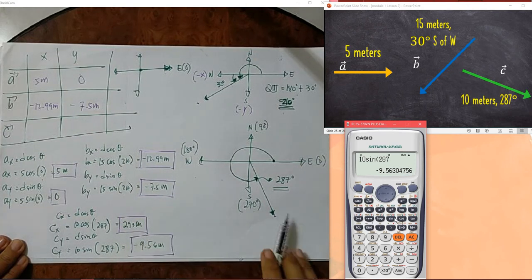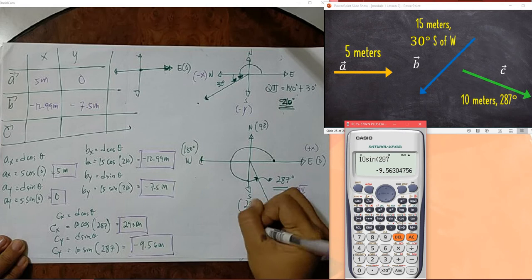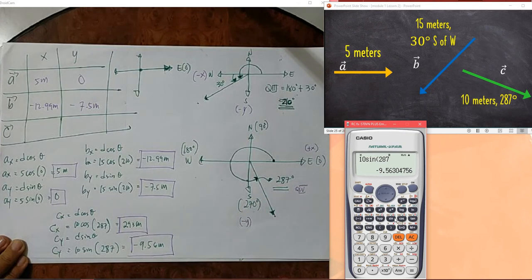Our third vector is located on the fourth quadrant. So, when our vector is in the fourth quadrant, we have to make sure that our x is positive and our y is negative. So, let's check if our answer is correct. Here, our x is positive, and here our y is negative. So, therefore, it's correct that our vector C is really in the fourth quadrant.